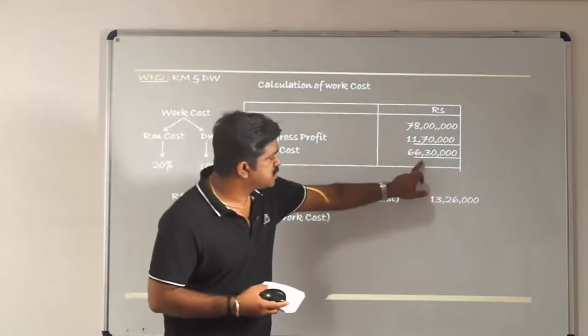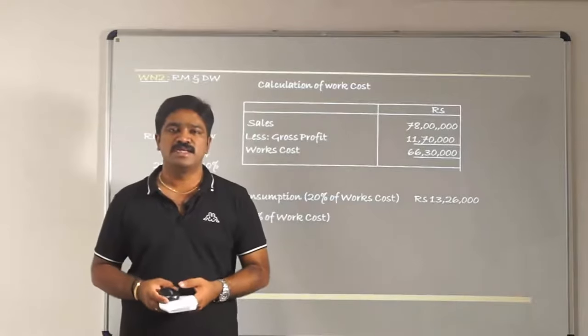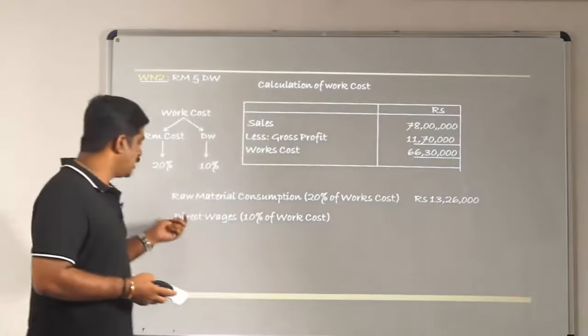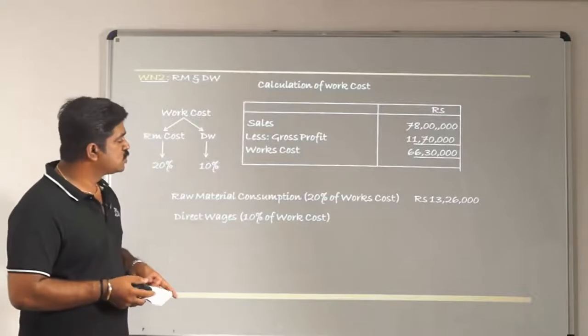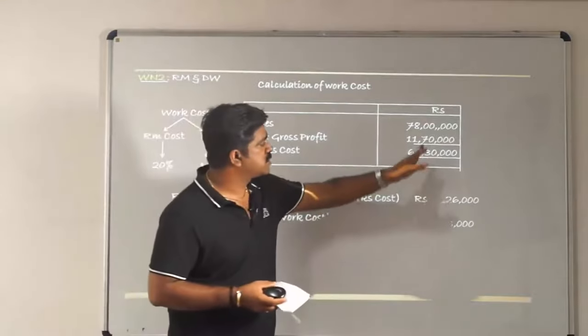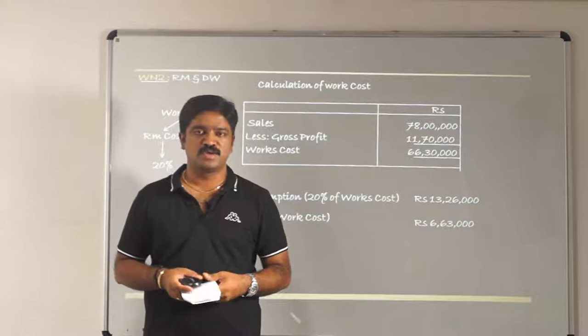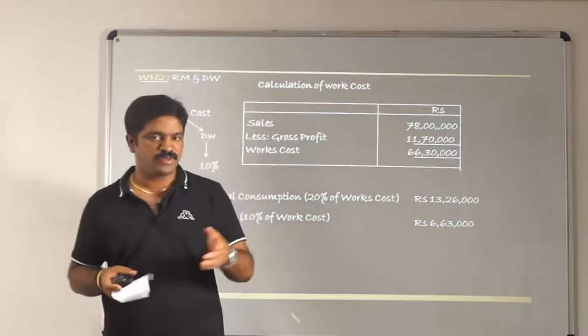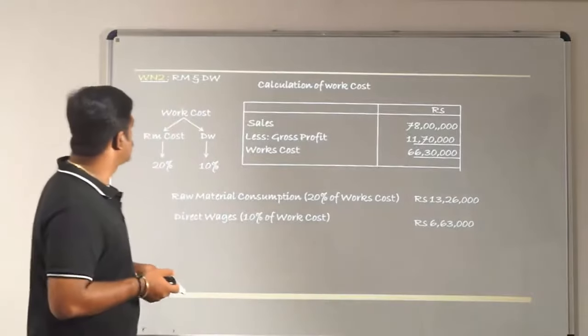So it is 66 lakh 30,000 multiplied by 20%. What we have is 13 lakh 26,000. Then the second one is direct wages. Question says it is 10% of works cost. So 10% of works cost works out to 66,30,000 multiplied by 10%. We have 6,63,000. So we got two critical pieces of information, right? This will help us to prepare the income statement, that is profit and loss statement.